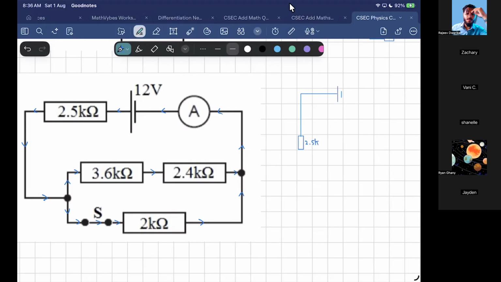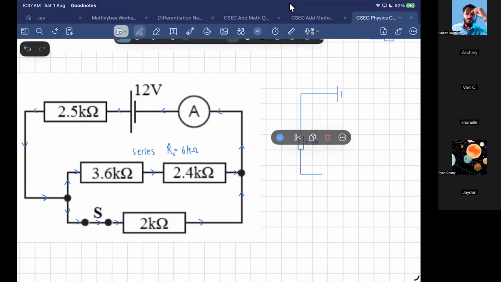Alright, so we got the 2.5k there. If you add 3.6, well, these resistors here, they are in series, right? These two are in series. So if I wanted to combine them, that resistance could be what? Resistors in series, that'll be what? 6 kilo ohms, right? Because remember, it's kilo. It's 3.6 kilo and 2.4 kilo. Understand?